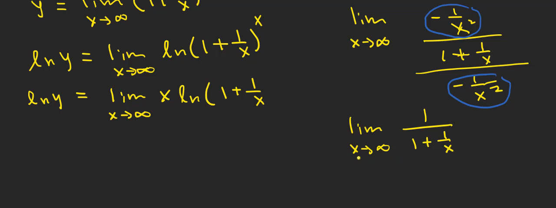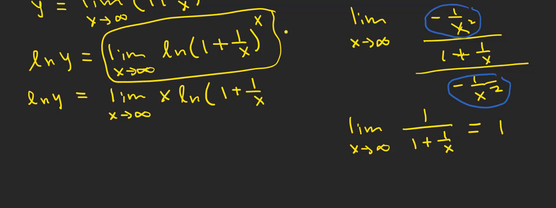Now, what happens when x goes to infinity? Well, this will go to 0, so you get 1 over 1, which is 1. But that's not our final answer. Why? Because we said natural log of y is equal to this. And right now, this thing right here is 1. So, natural log of y is 1.